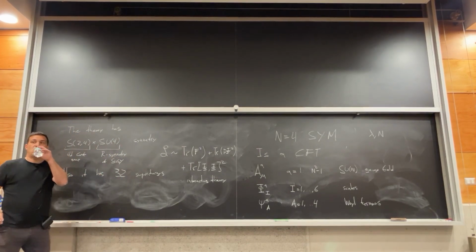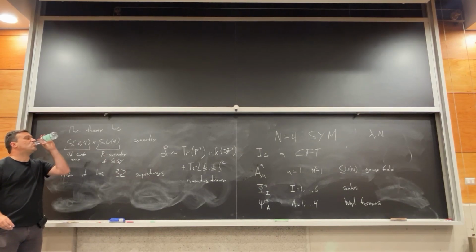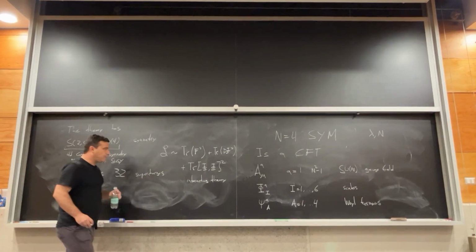Professor, is the second trace only the scalar fields squared, or is it the whole thing? No, this is D phi.